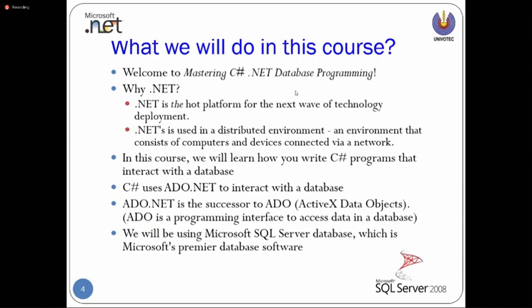Why are we using .NET programming? .NET is a hot platform for the next wave of technology development, because after 2000 there is Visual Studio, and it is always the newest programming platform. Java is the old one, introduced before, but C# was introduced in 2002 or 3 and everyone is using C#. .NET is used for distributed environments, consisting of computers and devices connected by a network. This .NET framework is platform independent. You can run your program on any operating system.